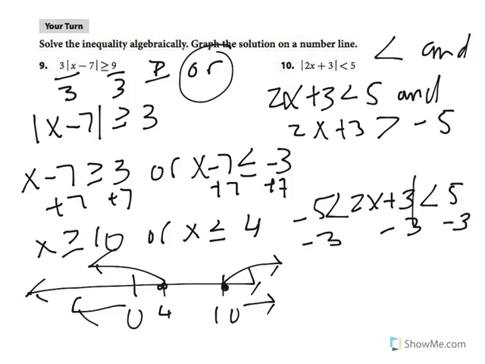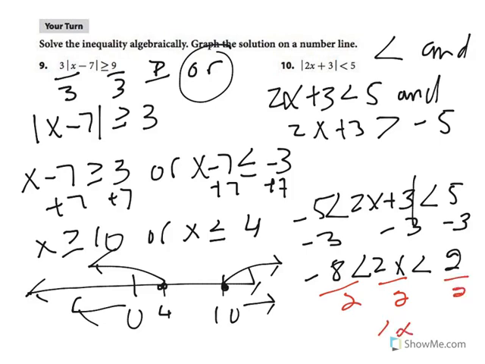So then we have 2x greater than negative 5 minus 3, which gives us negative 8, and 5 minus 3 gives us 2. So then we're going to divide by 2 on all sides. So we say x is greater than negative 4 and less than 1. So then from there we can do our graph. Right? So I'm going to do a rough sketch of the graph.